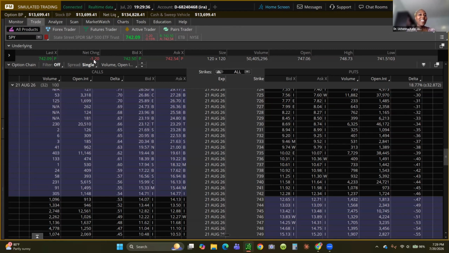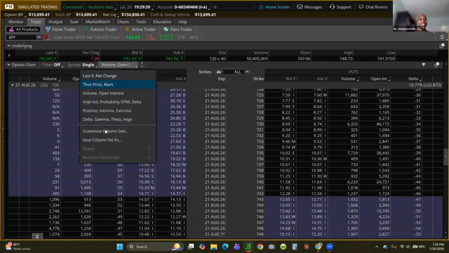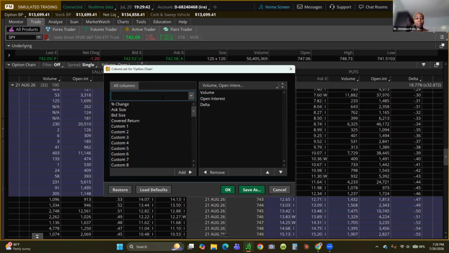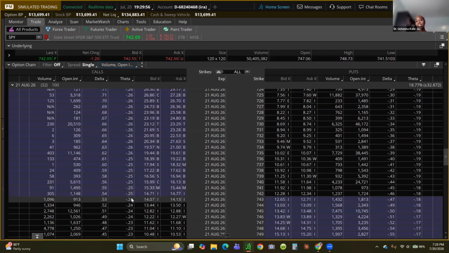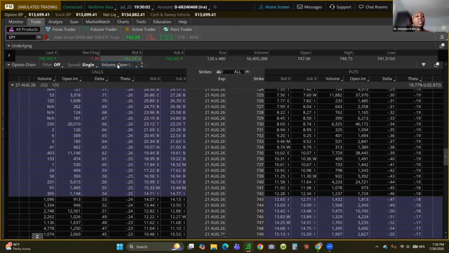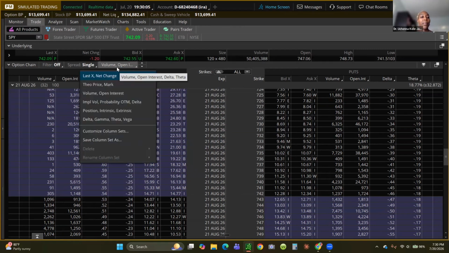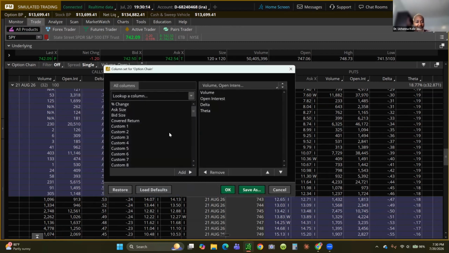I want to add another one. Let's add something called theta. So you can go to theta or you type in whatever you want to add. You hit add. So now this is automatically going to show up on my option chain. If you're ever confused on what to add or how much to add, just go into this drop down box right here. They already have some pre-populated ones for you. I usually go to the customize column set. And that's what I want to add.